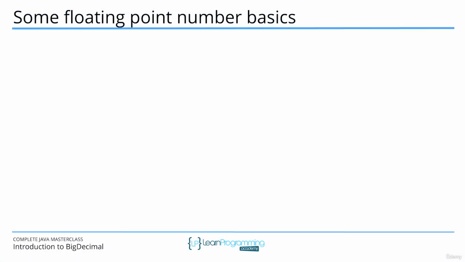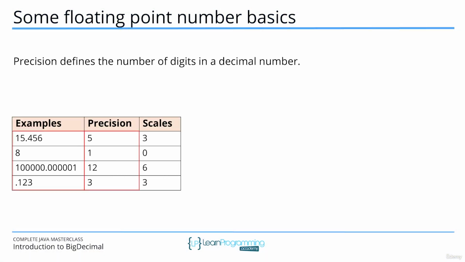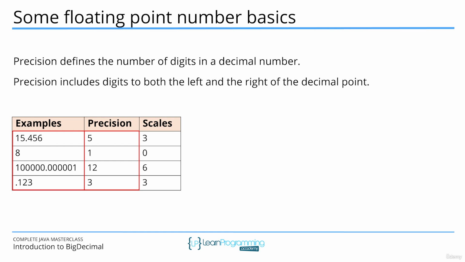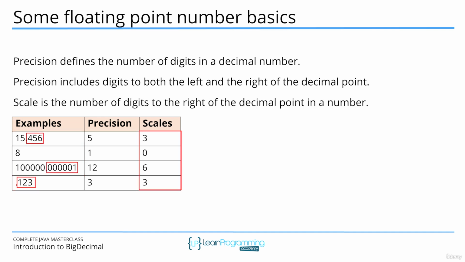I want to start back at the basics for just a minute and again review precision and scale. Precision defines the number of digits in a decimal number. Precision includes digits to both the left and the right of the decimal point. Scale is the number of digits to the right of the decimal point in a number. How a number is stored in Java is determined by the type you choose. Precision and scale become especially important when performing math.